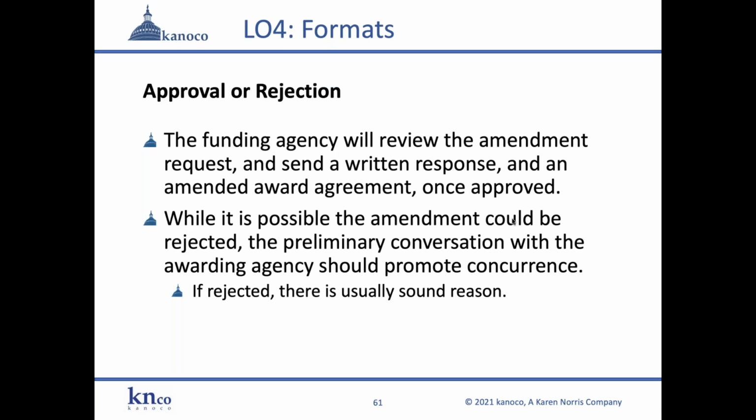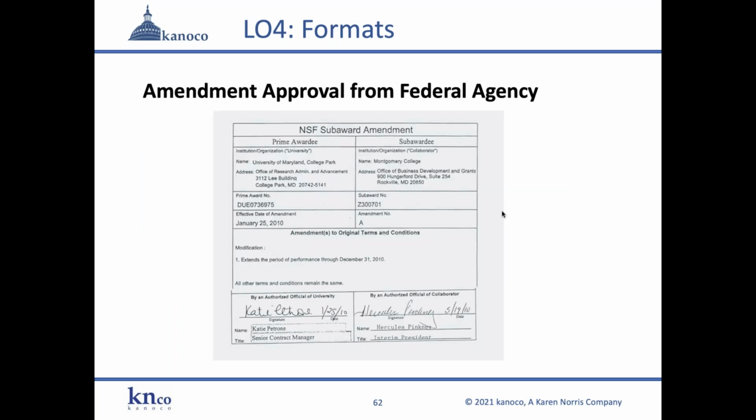So the funding agency will review the amendment request, send a written response, and an amended award agreement once it's approved. While it is possible the amendment could be rejected, the preliminary conversations with the awarding agency should promote concurrence. And again, if it's rejected, there's usually a good reason why. The awarding agency's intent is to avoid a mistake. And this slide is just an example from the National Science Foundation of an amended award agreement and what theirs looks like.